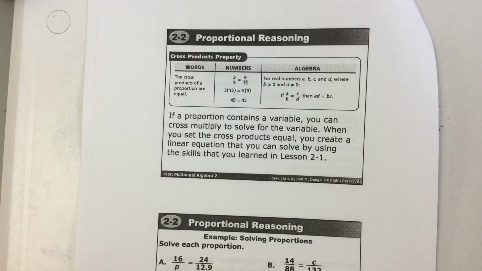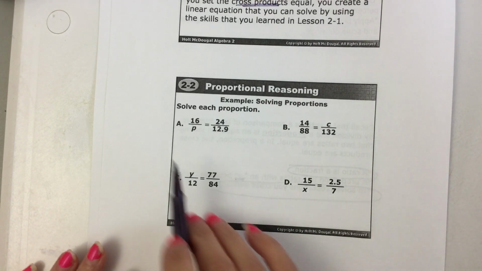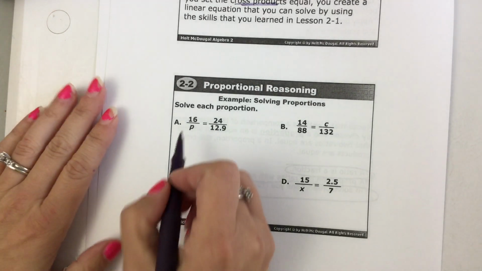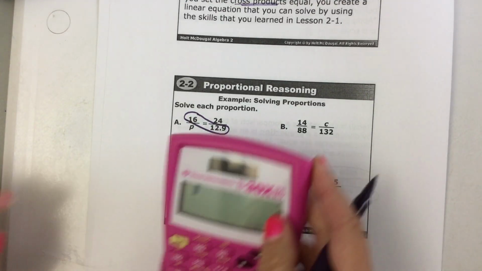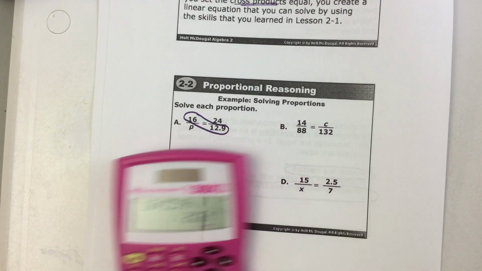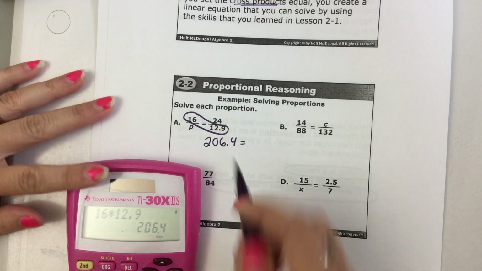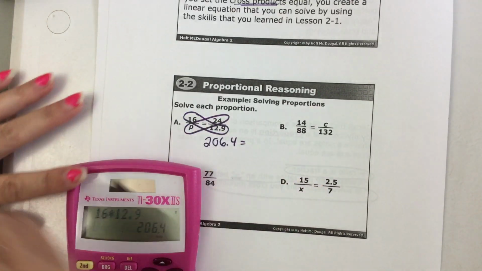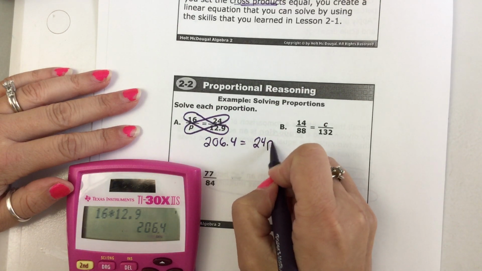If a proportion contains a variable, you can use cross products to create an equation that we can solve. Let's go ahead and try some. If I want to solve for p, I take the top of the first fraction times the bottom of the second fraction. 16 times 12.9 is 206.4 equals. Now it's the bottom of the first times the top of the second. If I take p times 24, I get 24p.